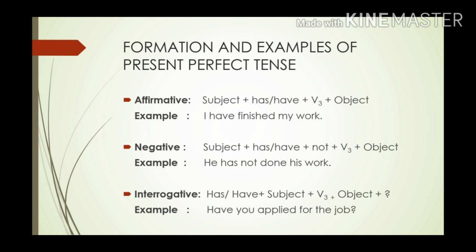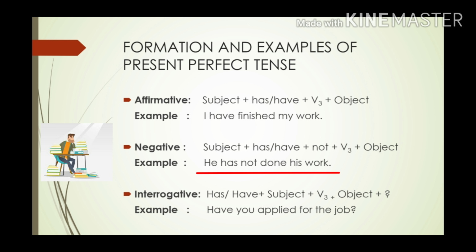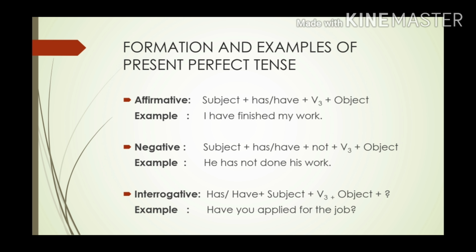Now if the sentence is in negative, it will be subject, has/have, not, verb third form, object. We just have to put not after has or have. For example, he has not done his work. Now, if the sentence is an interrogative form, it will be has/have, subject, verb third form, object, question mark. Here we will put has or have at the beginning and then put the subject. For example, have you applied for this job?